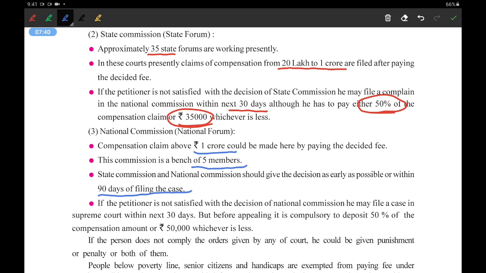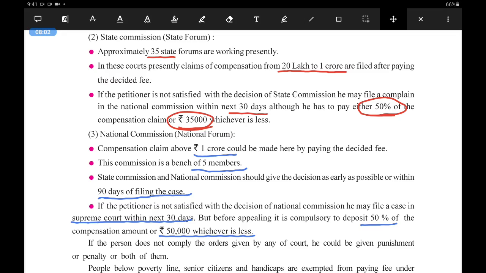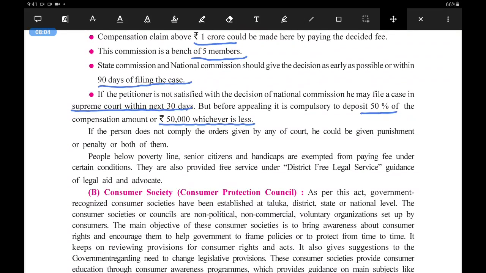If the petitioner is not satisfied with the decision of the national commission, he may file a case in the Supreme Court within 30 days. But before appearing, it is compulsory to deposit 50% of the compensation amount or 50,000, whichever is less. So he should give this and then only go for the case.